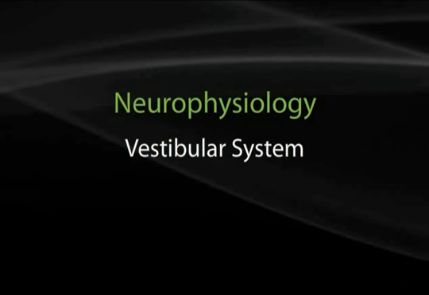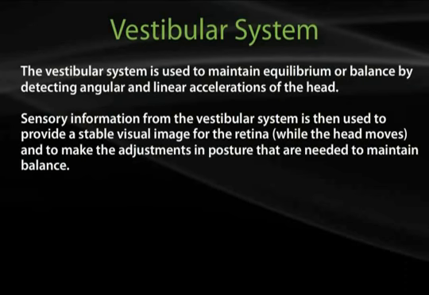Section 7. Vestibular System. The vestibular system is used to maintain equilibrium or balance by detecting angular and linear accelerations of the head. Sensory information from the vestibular system is then used to provide a stable visual image for the retina while the head moves, and to make adjustments in posture that are needed to maintain balance.